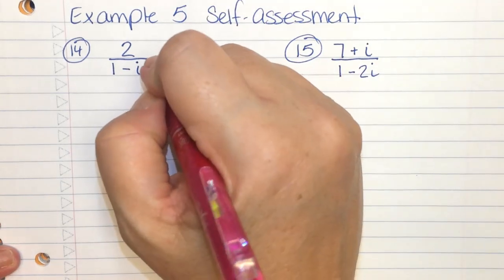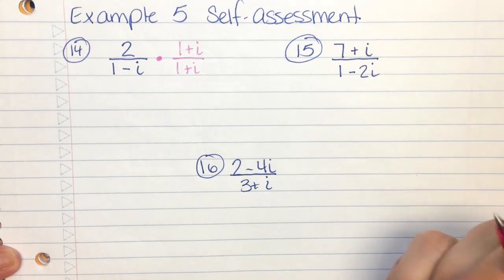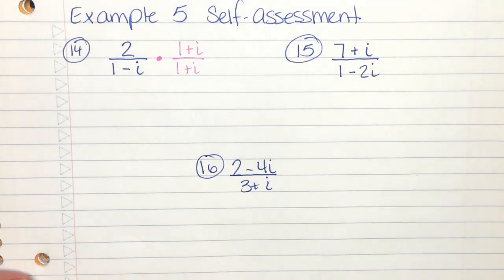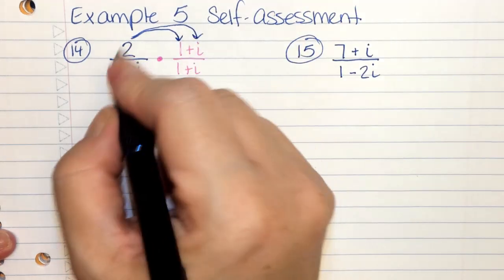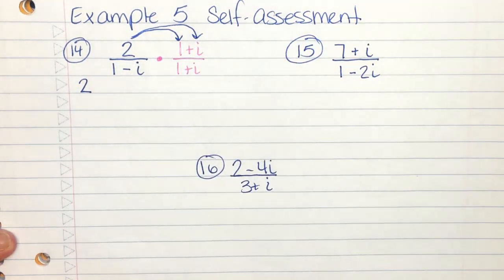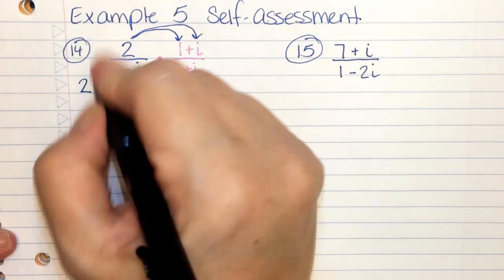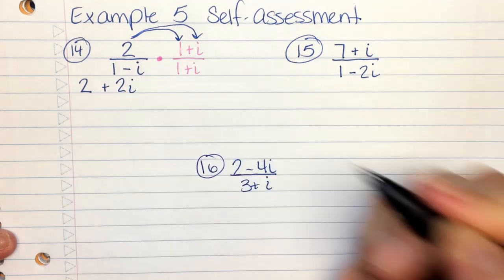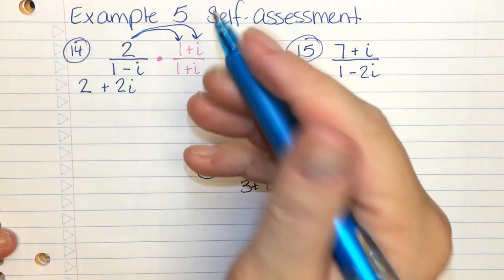All right, so we're going to multiply both by 1 plus i, 1 plus i. Sorry, I didn't get that quick enough. All right, and so now we're just going to multiply. So we have 2 times 1 and 2 times i. So 2 times 1 gives me 2. Okay, moving on. So 2 times 1 gave us 2. 2 times i gives us 2i.